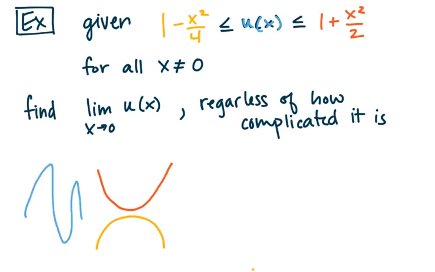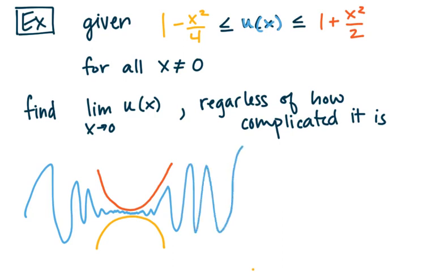I don't know how crazy u of x is. I know that it's bounded. It's going to have to be smushed somewhere in the middle. So regardless of how complex the interior, sandwiched function is, I can determine the limit of it if I know the limit of the two bounding functions, the function that bounds it below and the function that bounds it above. And if both of those limits go to the same value, if they meet at some point, then we would know the limit of the interior sandwiched function.